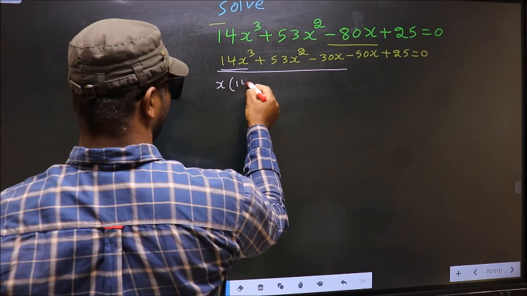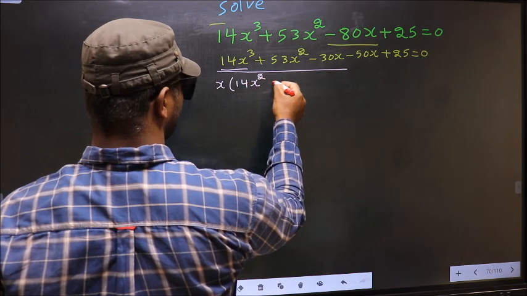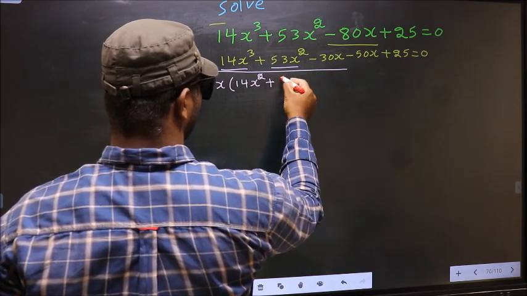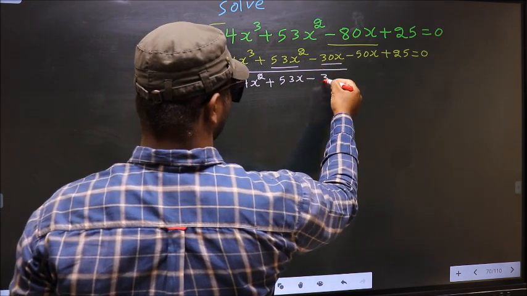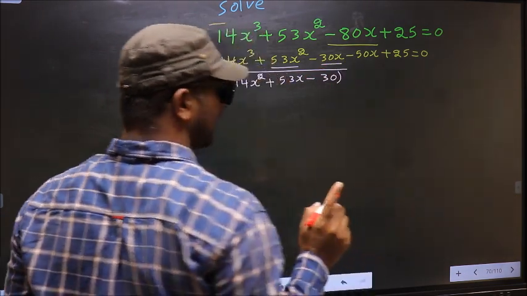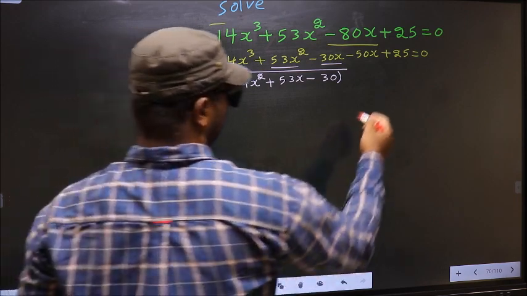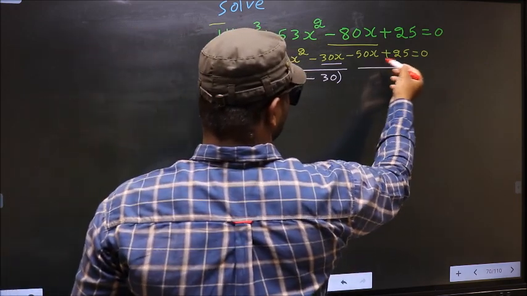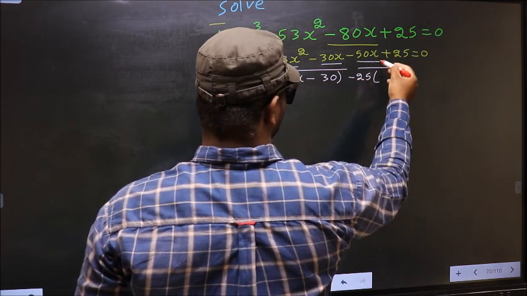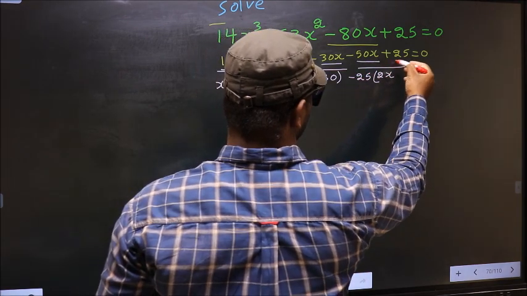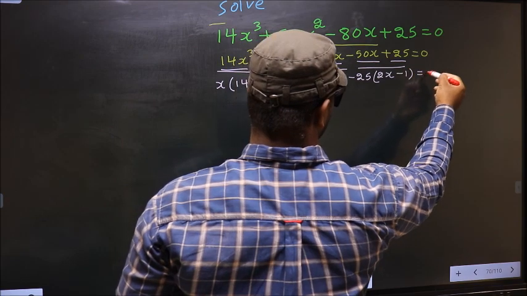Next. What can be taken out common from these three terms is x. So here you get 14x square plus, from this x out you get 53x minus, from this x out you get 30. In the same way, what can be taken out common from these two terms is minus 25. So here you get 2x and here you get minus 1 equal to 0.